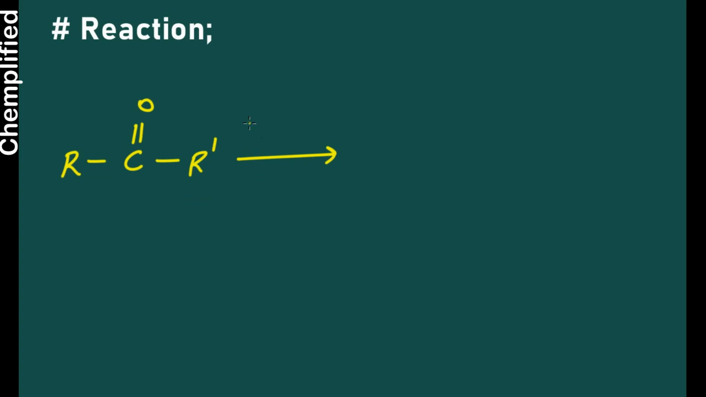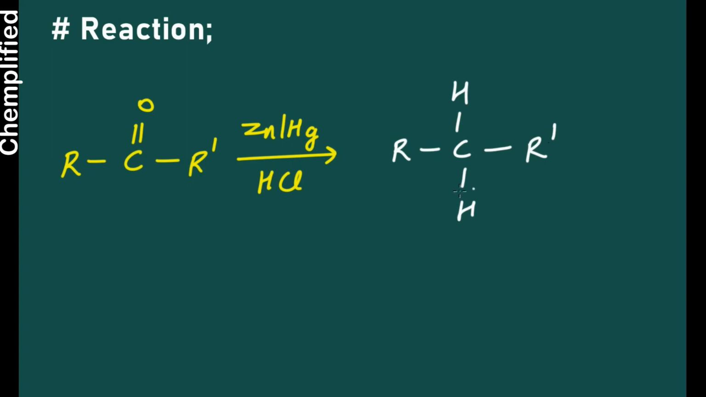Now, in presence of zinc amalgam, meaning an alloy of mercury with some other metal, and HCl is also present. What this will give you as product is alkane, R C H2 R dash. This is your Clemmensen reduction. We will talk about the mechanism also, but before we go for the mechanism, just remember a few things. HCl and zinc amalgam are present in the reaction. We are using zinc amalgam and HCl.